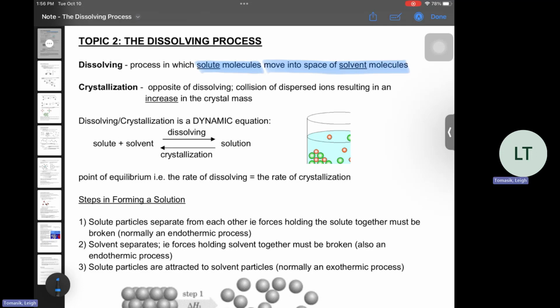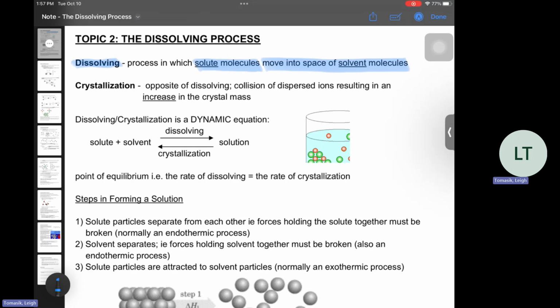Right? So the solvent molecules, if you have a glass of water, it's made up of water molecules, but the water molecules have spaces between them. They're not stuck together. They're not even very close together. They can move past one another. So what happens is that when you add salt to water, teeny tiny particles of the salt break off of the big chunk and they move in between the water molecules. That's called dissolving.